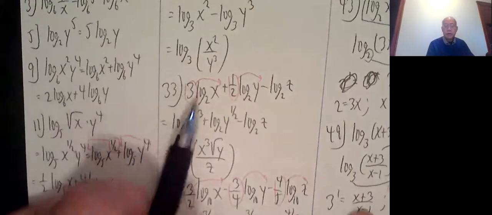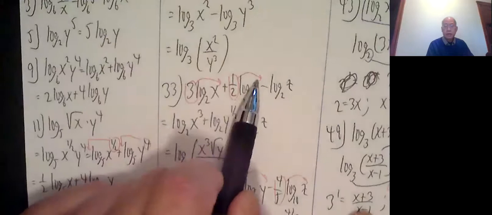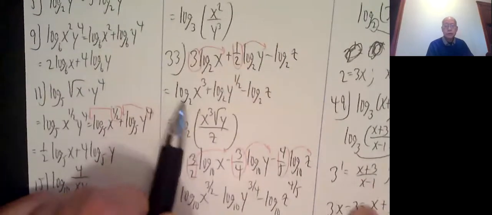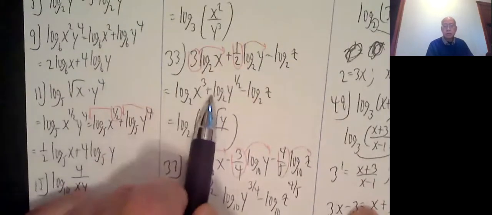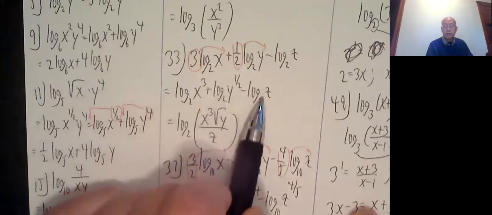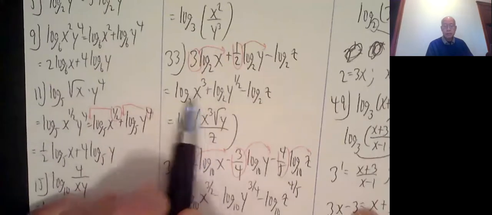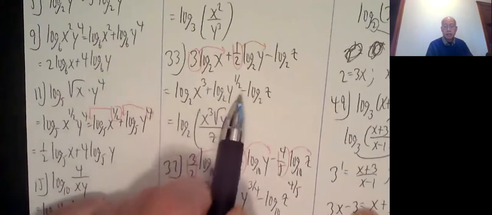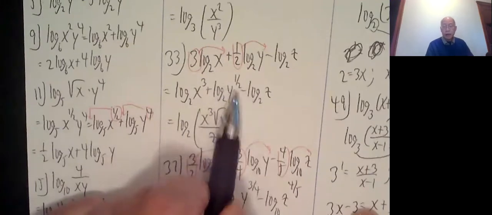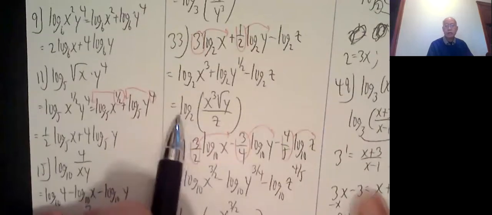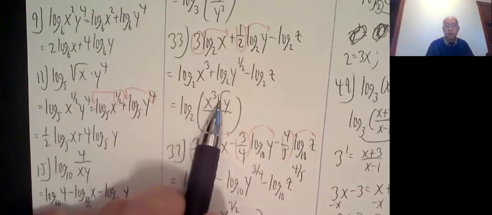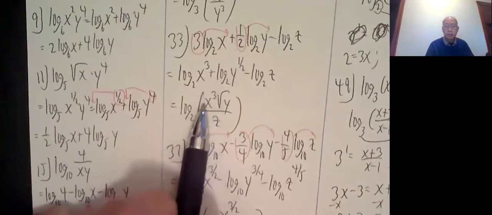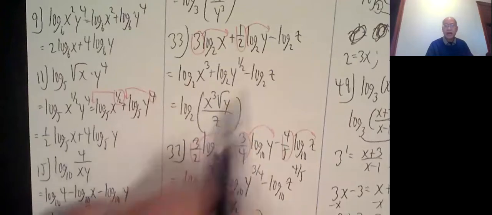Okay, 33. 3 goes up, half goes up. Log base 2 of x cubed, log base 2 of y to the half, log base 2 of z. Okay, put them as a single log. This is a plus, so that's going to be a multiplication. The minus means you divide. And y to the half means square root. So I'm going to write it as log base 2 of x cubed, square root of y. It's a plus here, so it's a multiplication. And divided by z because that's a minus.